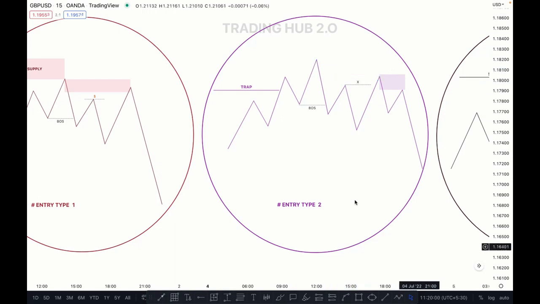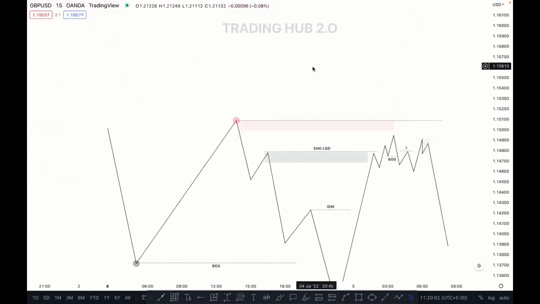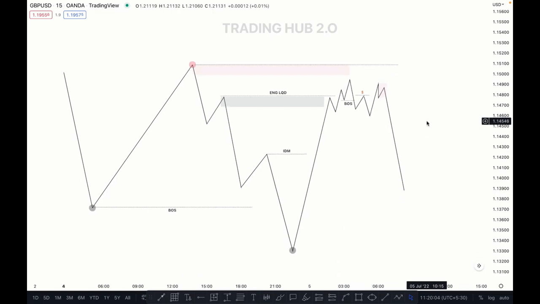So this is entry type 2, and let me show you how entry type 3 actually works, okay? After finishing this, I will move on to the real chart, and I will explain everything candle by candle in detail, okay? So now let's switch to entry type 3.